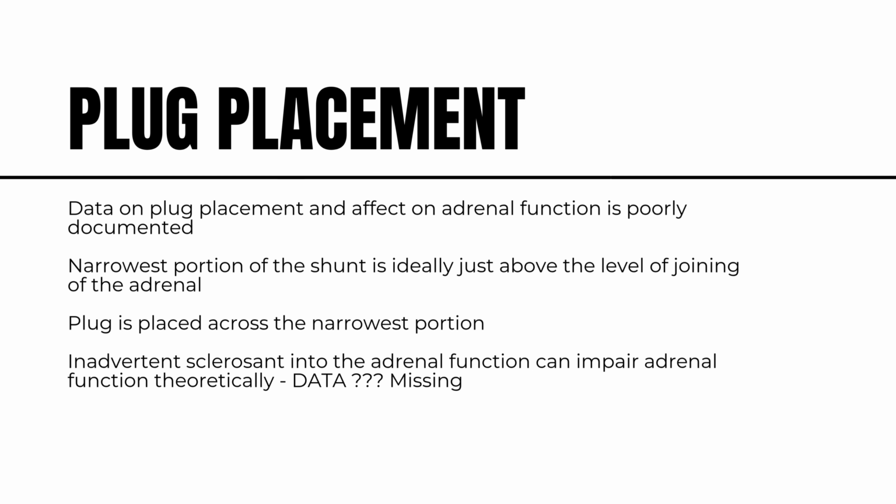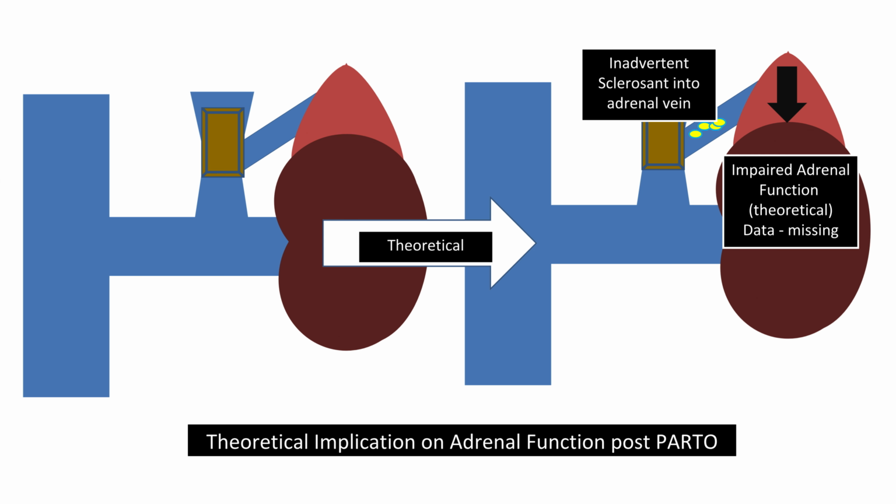So while placing the plug and after plug placement, when we deploy the sclerosant into the gastric varices, we do not know whether a retrograde reflux of the sclerosant into the adrenal vein and into the adrenal gland can cause long-term side effects. The data on this is very, very poorly documented. So again, here is the theoretical implication on adrenal function post-PARTO. Secondary to plug deployment, there is a possibility that some sclerosant in the adrenal vein can actually impair adrenal function in the long term, but data on this is missing.